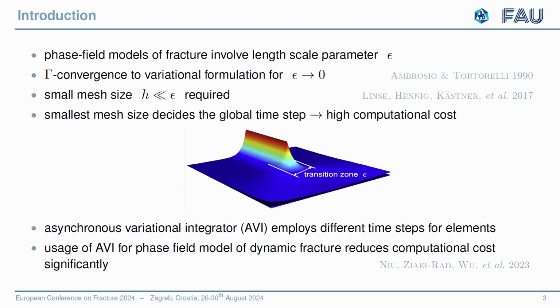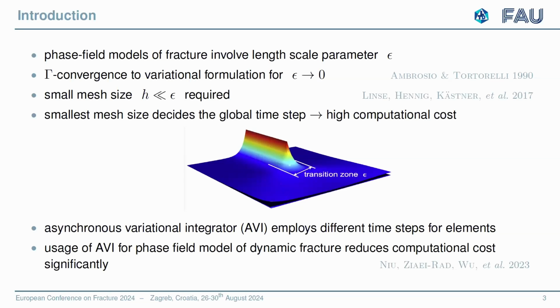Phase field models approximate the discrete crack with a smeared crack of width epsilon. When this epsilon tends to 0, the phase field energy functional converges to the discrete energy functional. So to get accurate simulation results, we need a very small epsilon. And to resolve a very small length scale parameter, we need very small mesh sizes. Particularly in dynamic simulation, when you use small mesh sizes, the smallest mesh element dictates the global time step. So it's really computationally expensive.